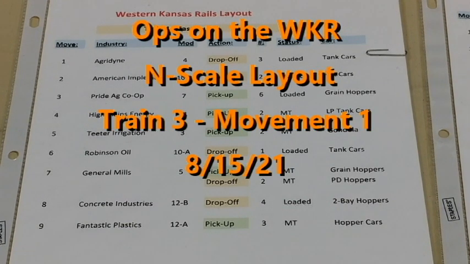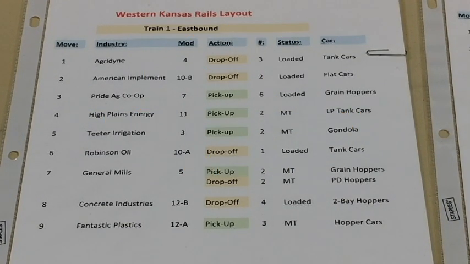Welcome back to operations on the Western Kansas Rails N-scale layout. And what we're looking at is the run sheet, the switching sheet for train 1 eastbound. And I wanted to mix up the switching so that you're not always putting the same cars in the same industries in exactly the same way every time.